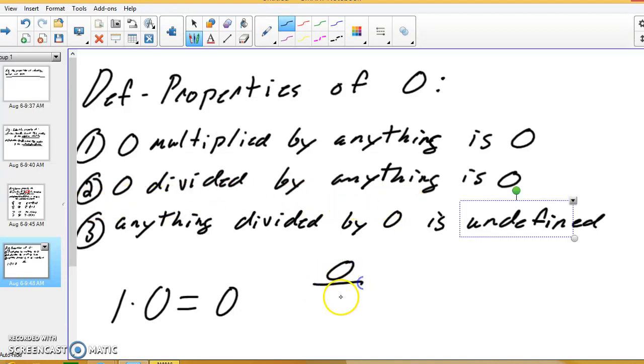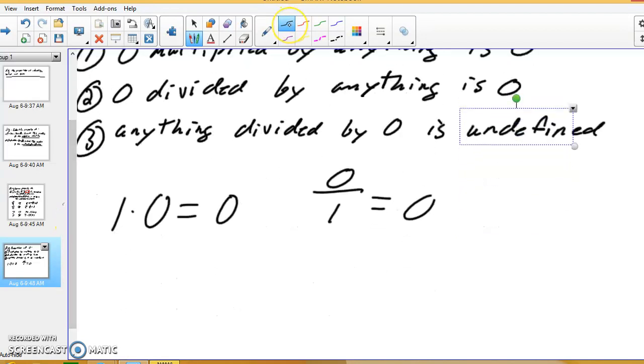So if you have 0 and you're dividing it by 1, that's also equal to 0. So again, some fairly understandable concepts. Now the last one is anything divided by 0 is undefined. So this one takes a little bit more explanation. So what do we mean by divided by 0? Well, let's look at 1 divided by 0. What does that equal? Well, you might just initially think, oh, it equals 0 because there's 0 in there. Well, no, that's not the case.